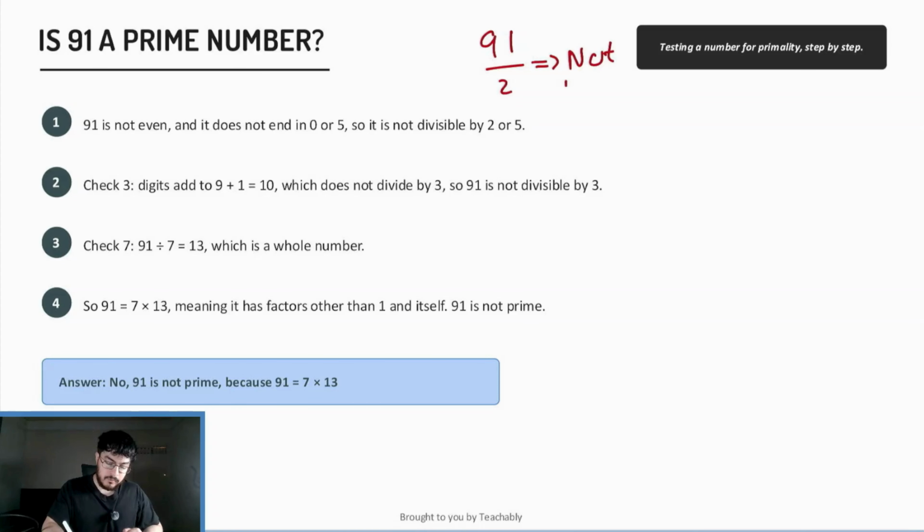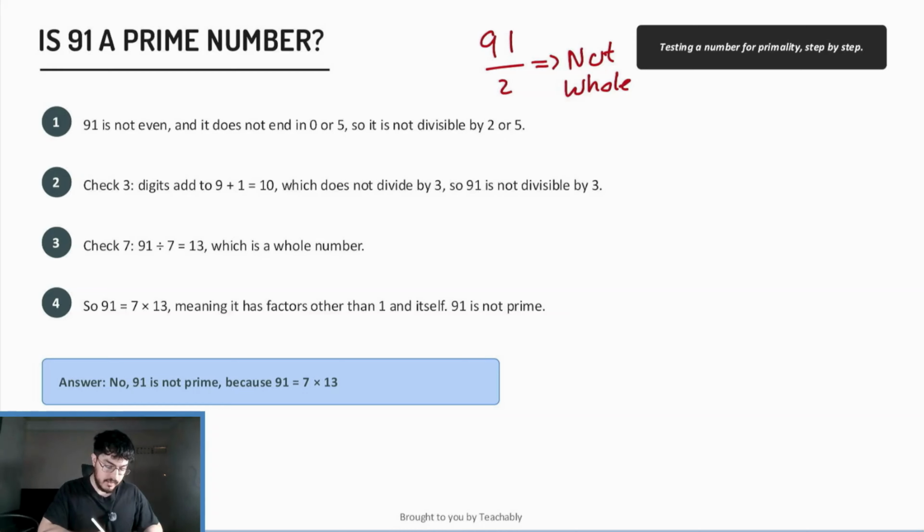Not whole. Just write that here. Then, and it does not end in a 0 or a 5. Okay, that's another test. If it ends in a 0, it's not prime. If it ends in a 5, it's not prime, because we know immediately we can divide by 5. So it's not divisible by 2 or 5.